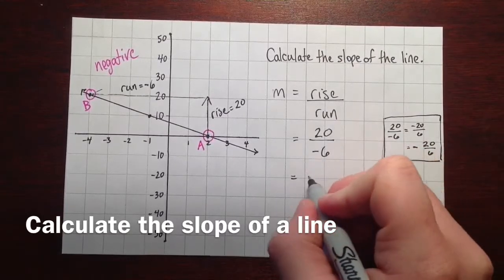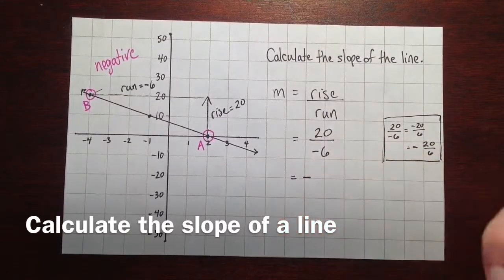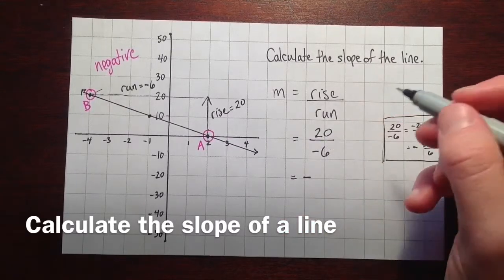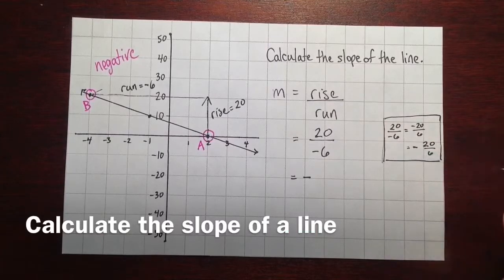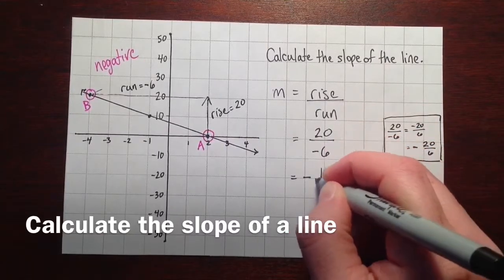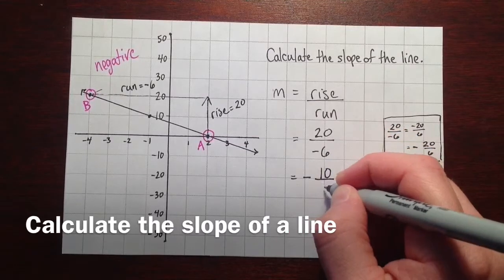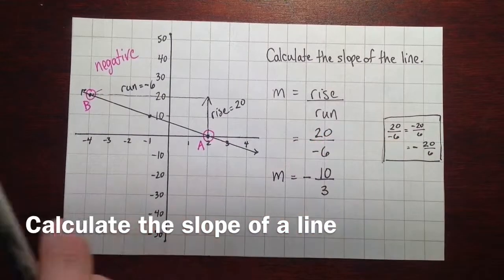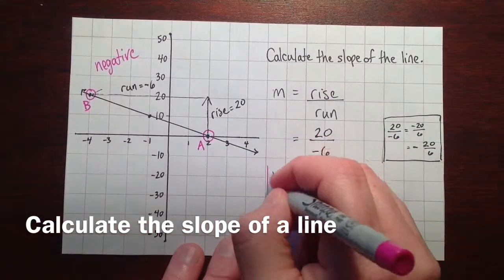So here it looks a bit nicer if we put the negative sign out in the front. And then I have this fraction 20 over 6, and I just need to simplify that. If I notice that they're both even, I can divide both of the numbers by 2. So I'll have 10, and then 6 divided by 2 is 3. So my slope is equal to negative 10 over 3.